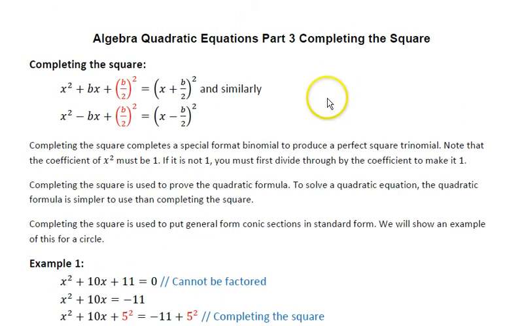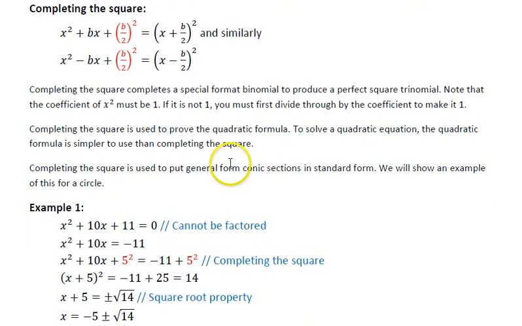We see that completing the square is very important because it proves the quadratic formula, which will be the subject of part 4 of this series, and also we've seen its usefulness in transforming general forms of conic sections to standard form.